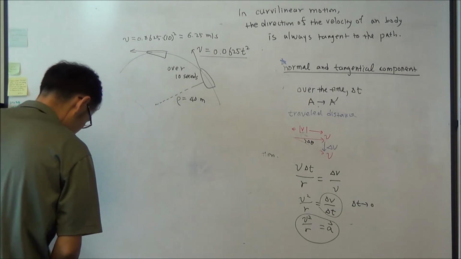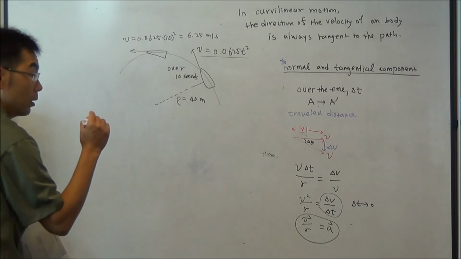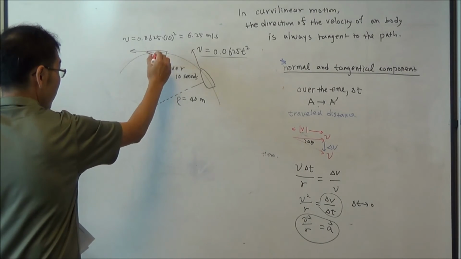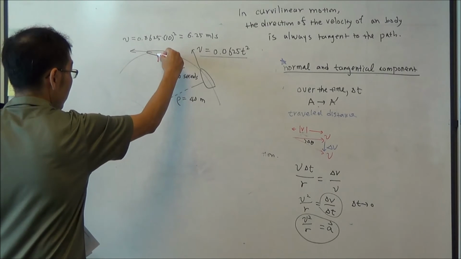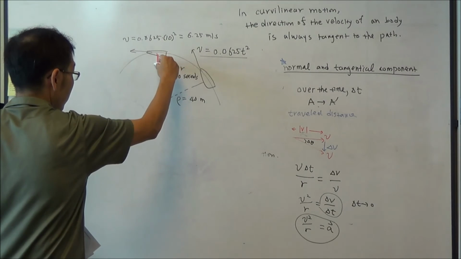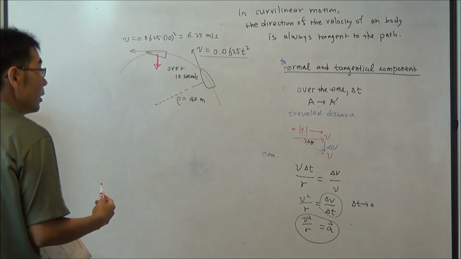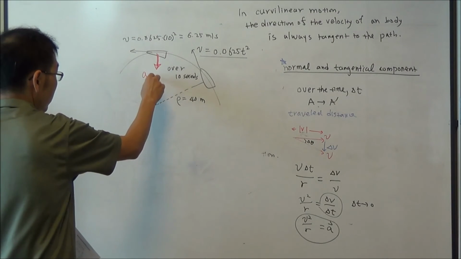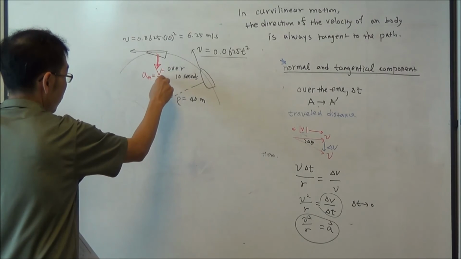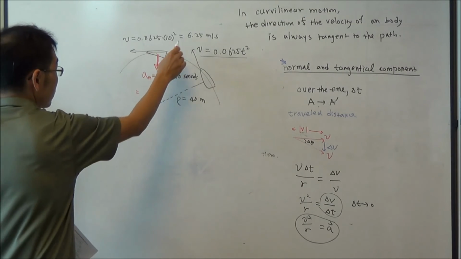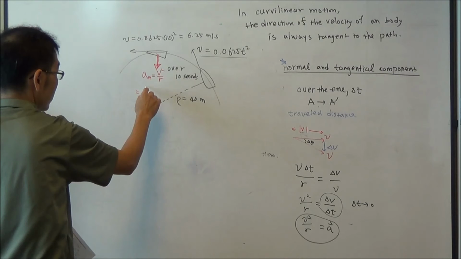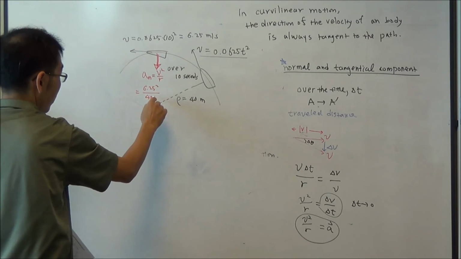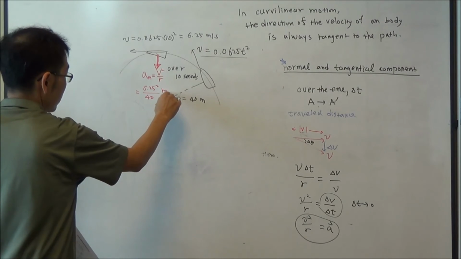How about the normal component of acceleration? There's the acceleration going down here, and this normal component of acceleration is v squared over r, right? So we have this velocity 6.25 squared, and r is 40. That gives the acceleration in meters per second squared.